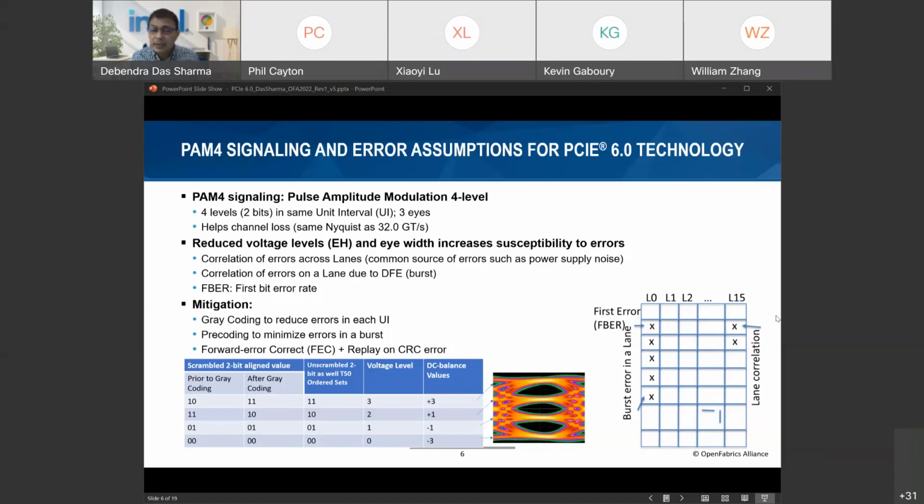And of course, given that we split the voltage levels, the eyes are substantially reduced, which means that we can no longer expect these links to work in a 10 to the power minus 12 kind of bit error rate. So at the end of the day, we have to do things like gray coding, like shown here, to mitigate errors. We have to do pre-coding to minimize burst, and we have to deploy forward error correcting and replay on CRC error. Basically, those are the mechanisms that we have.